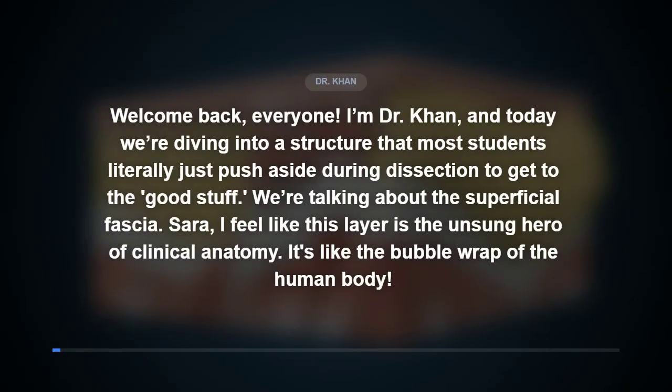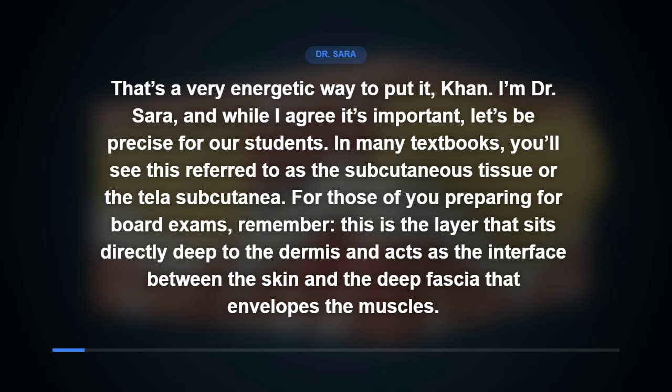Khan, and today we're diving into a structure that most students literally just push aside during dissection to get to the good stuff. We're talking about the superficial fascia. Sarah, I feel like this layer is the unsung hero of clinical anatomy. It's like the bubble wrap of the human body.